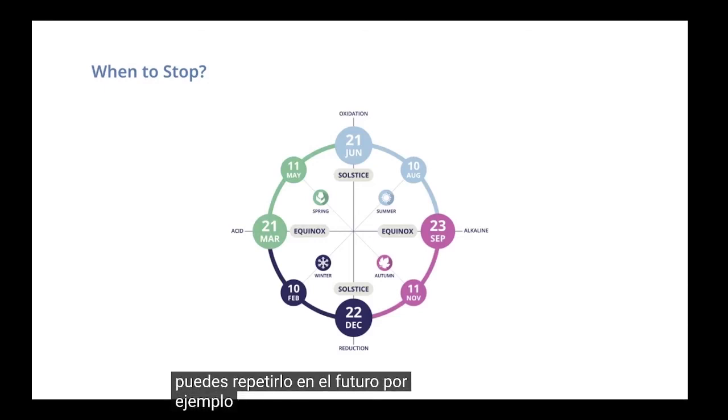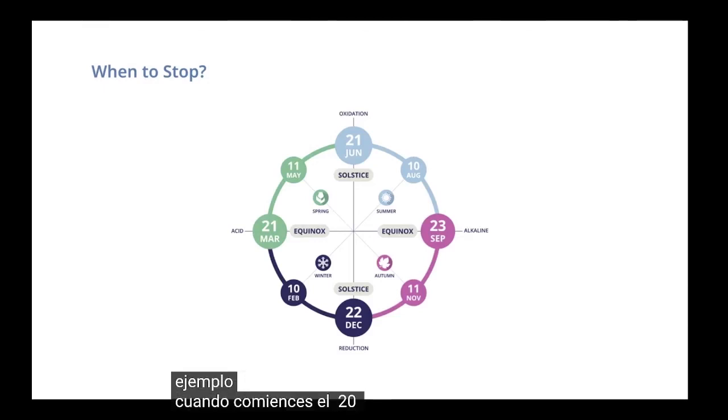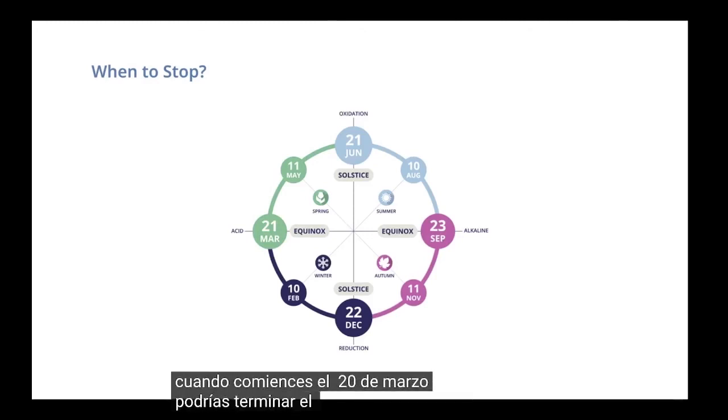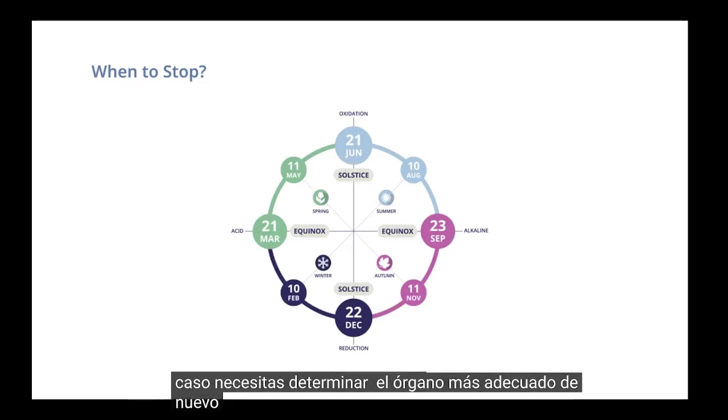For example, when you start on the 20th of March, you could finish on the 11th of May if you feel aligned with your natural cycle. You could then start the natural cycle again on the 21st of June. In this case, you need to determine the most suitable organ again.